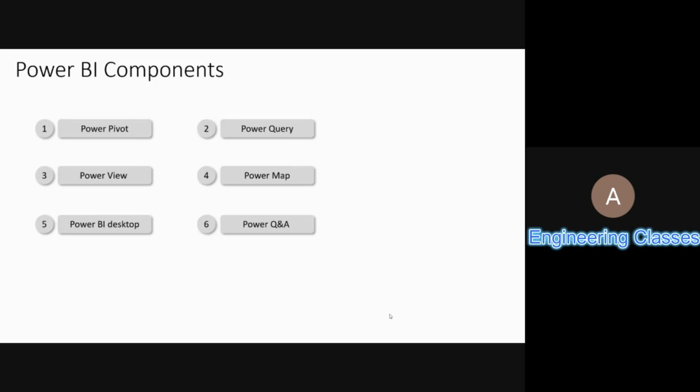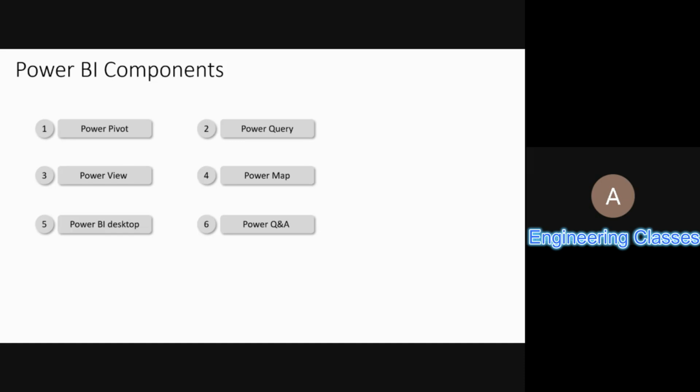Let's check the Power BI components. Power Pivot, Power Query, Power View, Power Map, Power BI Desktop, and Power QA. So what I can do, you can see these components at your end. So before that, you just try to install the Power BI in your system. So I give you a link in the chat box. You just click on that link and download the Power BI .exe file. Run that .exe file. Okay. And then we will see how these Power BI components look exactly in the system.